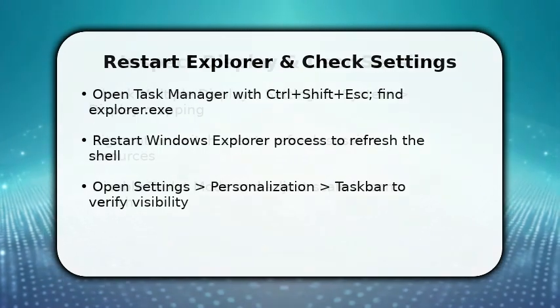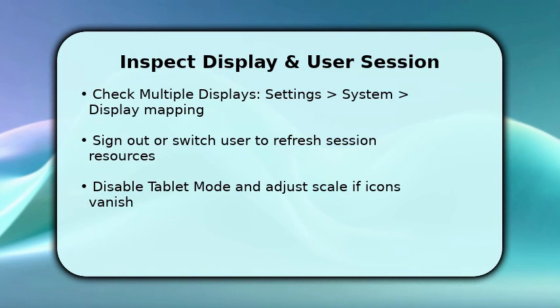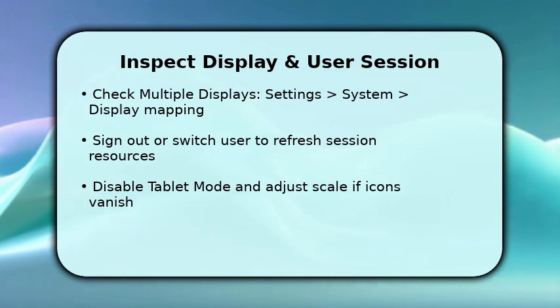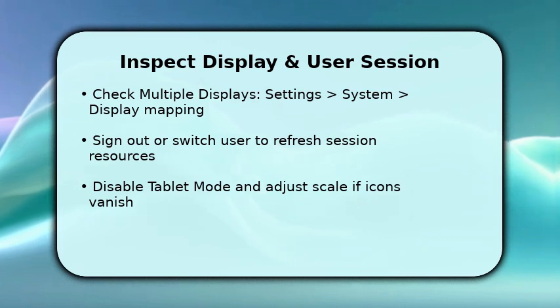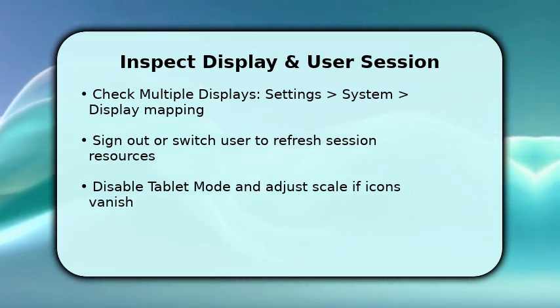Next, you verify display and session issues that commonly hide the taskbar. Go to Settings, System, Display and confirm your main display is correctly assigned. Move the taskbar to the primary screen if needed.